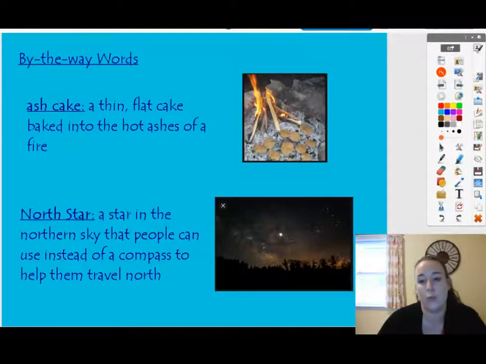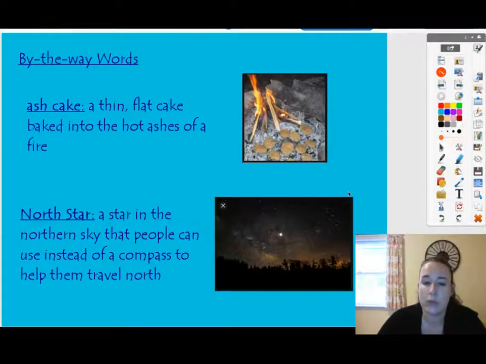So before we get started with our reading, here's some words that we're going to come across that I just want you to know before we read them. We're going to call them by the way words. So ash cake is a word that you're going to come across. It's a thin, flat cake that's baked into the hot ashes of a fire. So not in the fire themselves, not with the use of a pan or anything like that. They're going to put it in still hot ashes and be able to cook it right there.